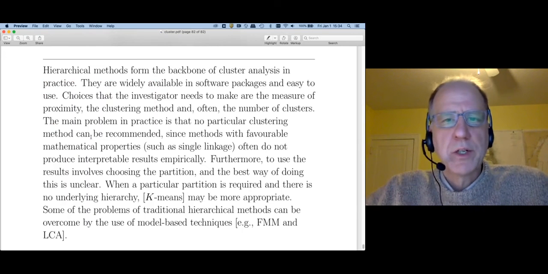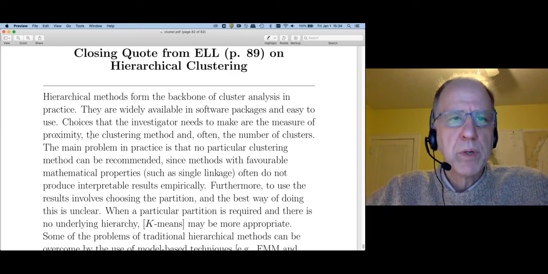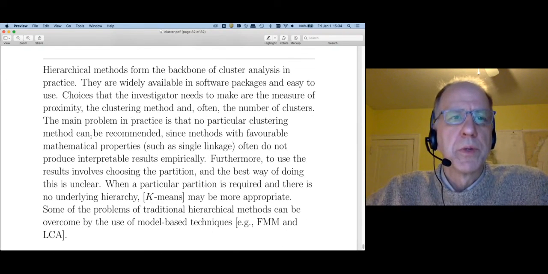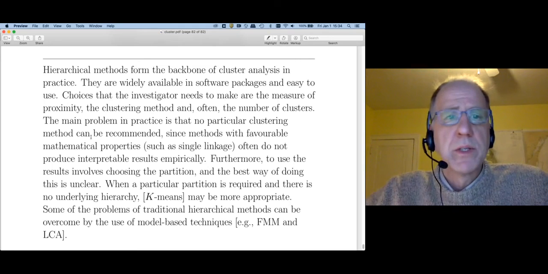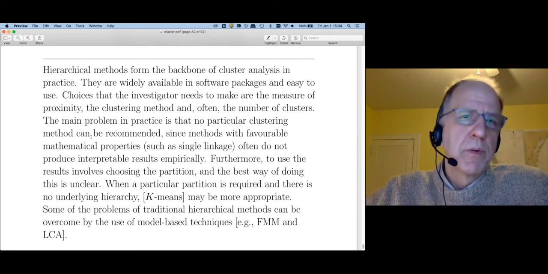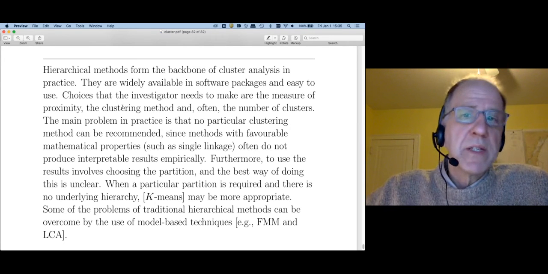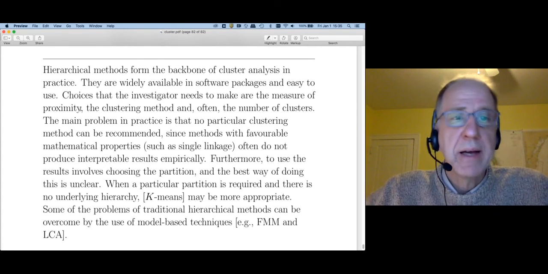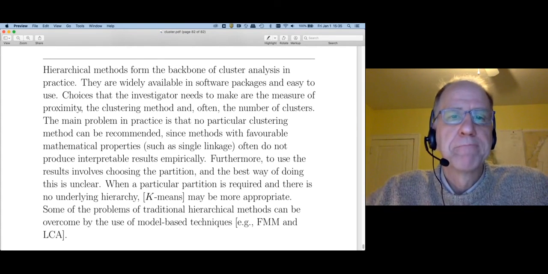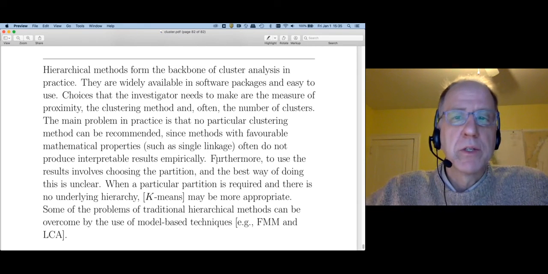I'm going to close this lecture on hierarchical methods with a quote from the Everitt book, and I'll just read through this with you. So hierarchical clustering forms the backbone of cluster analysis in practice. These approaches are widely available in software packages and easy to use. The investigator needs to make choices about the measure of proximity. So are you going to use Euclidean or Manhattan or Jaccard's method? The clustering method, and often the number of clusters.